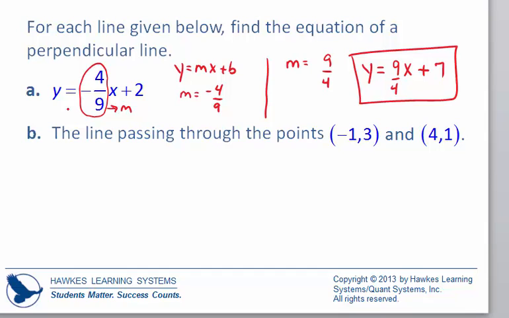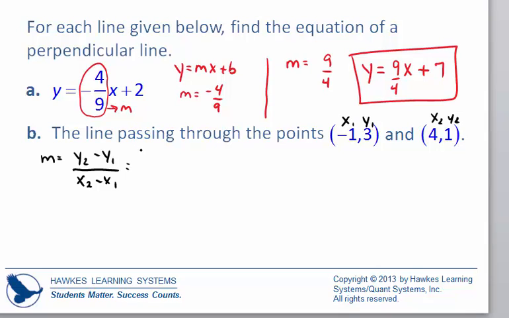Part B says that we want the line passing through the points negative 1, 3 and 4, 1. And we want something that's perpendicular to that. So remember that in order to write a perpendicular line equation, we're going to have to know the slope. So let's take our 2 points, the negative 1, 3, and label it x1, y1. And the 4, 1, let's label x2, y2. And let's calculate our slope. So remember, our slope is the difference in the y's divided by the difference in the x's, or y2 minus y1 over x2 minus x1.